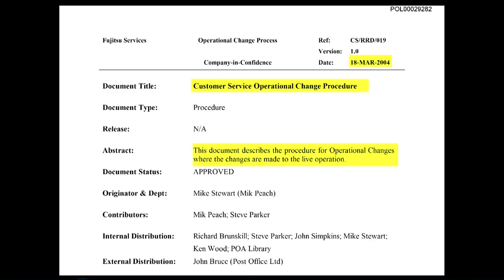And the contributors to it are you and Mr. Peach. Yes? Yep. Does that mean that you wrote it, or did Mike Stewart and/or Mick Peach write it? I think it was the latter. Mike and Mick would have written it. I would have just contributed ideas or suggestions. I see.